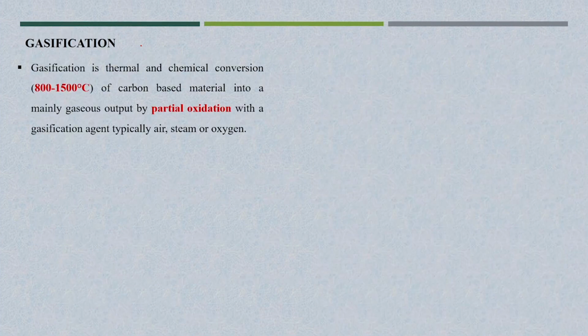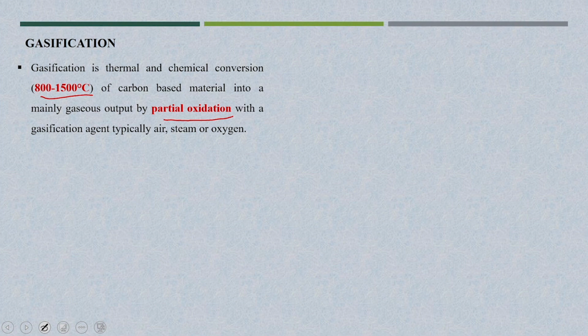Now, gasification. Gasification is also a thermal and chemical conversion. Here the temperature is 800 to 1500 degrees centigrade, and it is a partial oxidation.